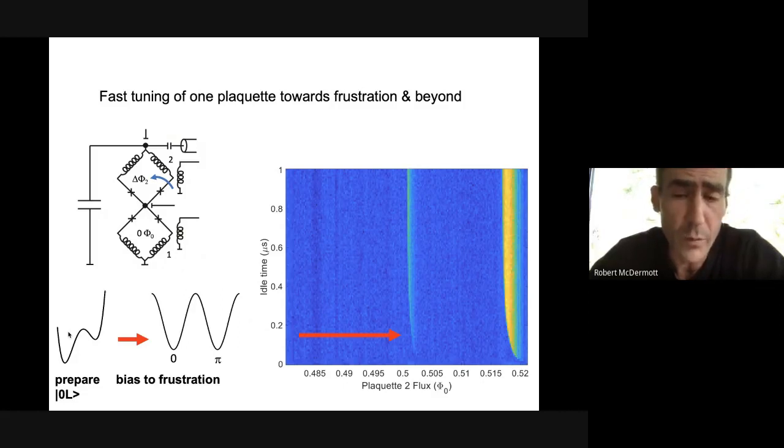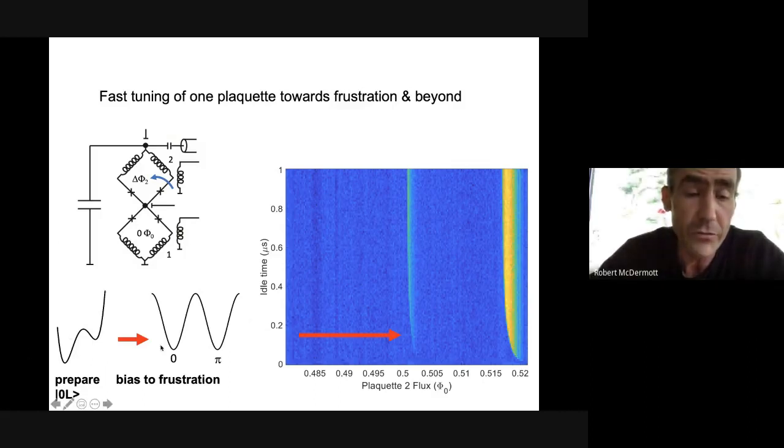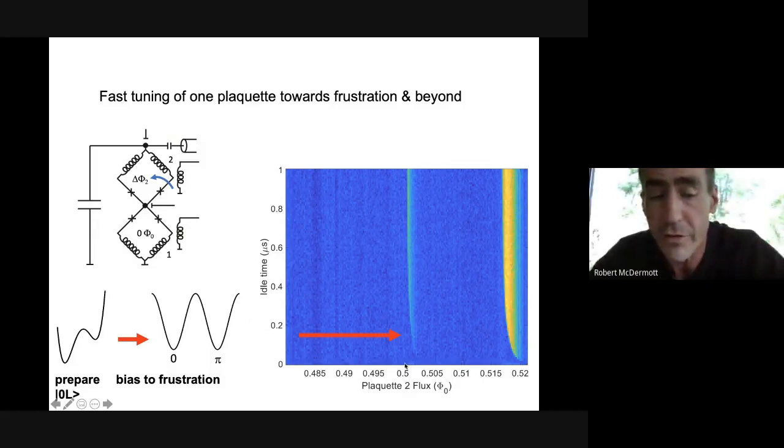But of course, what we really want to do is to be able to bias towards frustration and look at the evolution of the system in this space that's spanned by wave functions localized in the 0, pi, and pi wells. So we prepare a state in the 0 left well, the ground plasmon state of this left well. We non-adiabatically bias to frustration. And what we would like to see is evolution in this subspace of the 0 and pi well. So this is the experiment that we're doing here.